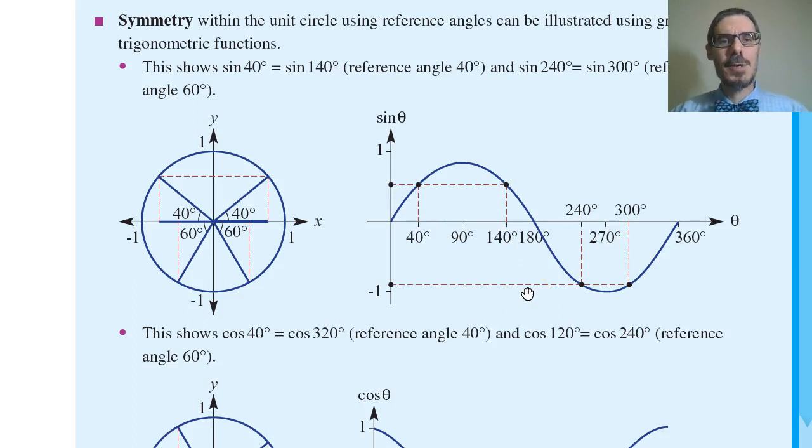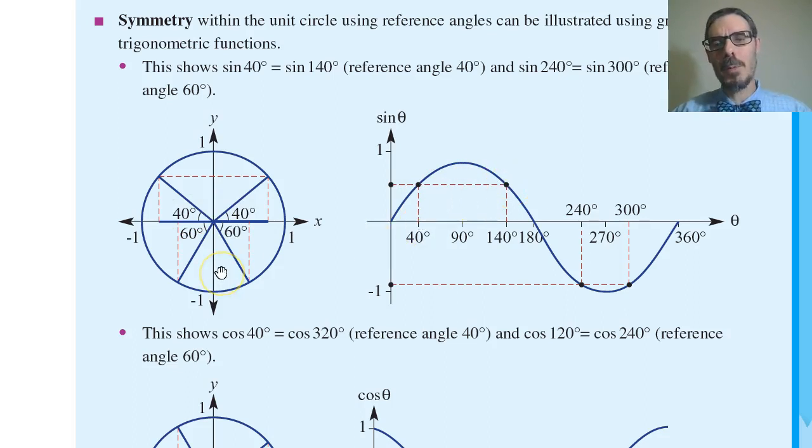But some of these symmetries are ones we've looked at before. So remember we said sine was the same up here as it was over here. The y-coordinate's the same here as it is here. So sine of 40 is the same as sine of 180 minus 40. The sine of 40 is the same as the sine of 140.